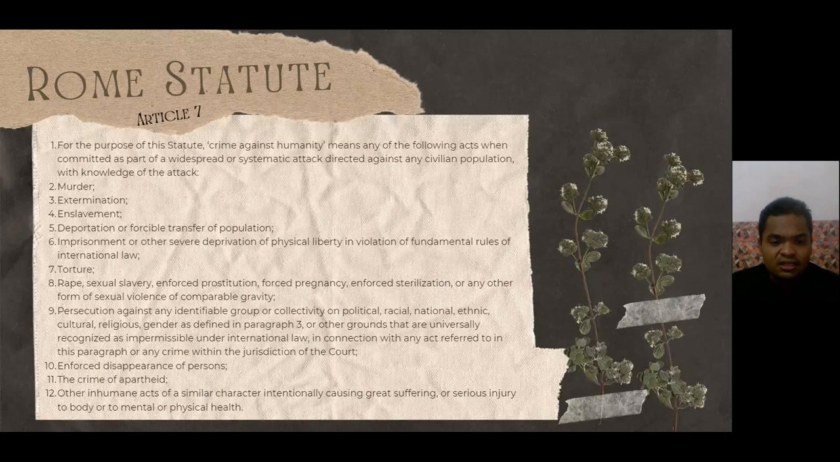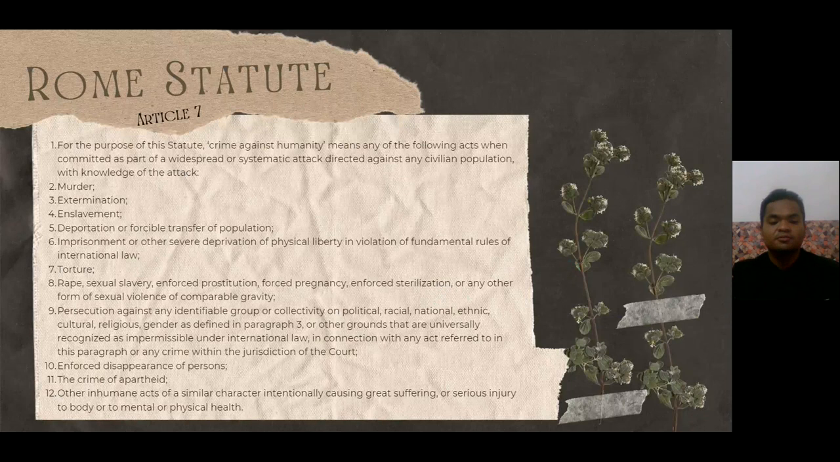Persecution against any identifiable group or collectivity on political, racial, national, ethnic, cultural, religious, gender as defined in paragraph 3, or other grounds that are universally recognized as impermissible under international law, in connection with any act referred to in this paragraph or any crime within the jurisdiction of the court; enforced disappearance of persons; the crime of apartheid; other inhumane acts of a similar character intentionally causing great suffering or serious injury to body or to mental or physical health.